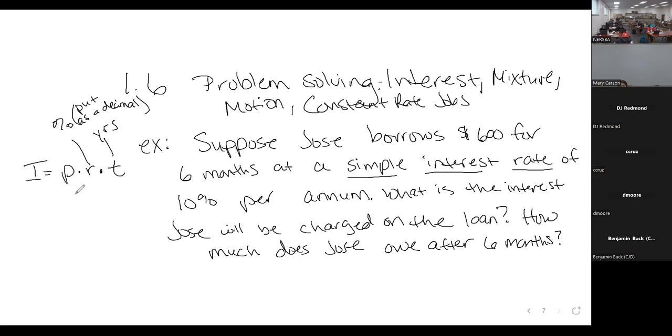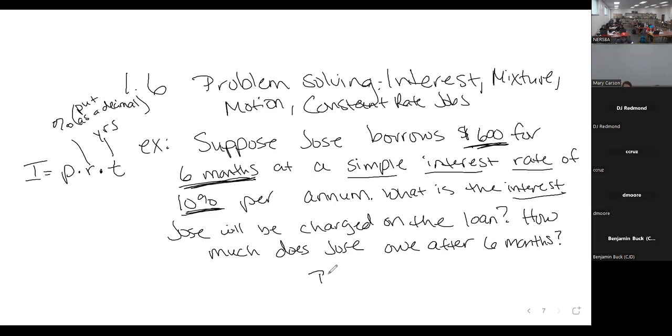And then your principal is what you're borrowing, or what you're putting into the bank, either one of those, okay? So what's important here, he borrows $600 for 6 months, that's the time here, and at a simple interest rate of 10%, okay? So we have our 3 things that we need, and we want to find what is the interest, and we also want to figure out how much he owes after 6 months? So what is the total amount that he has to pay back, okay?